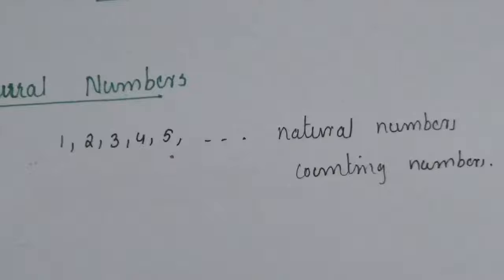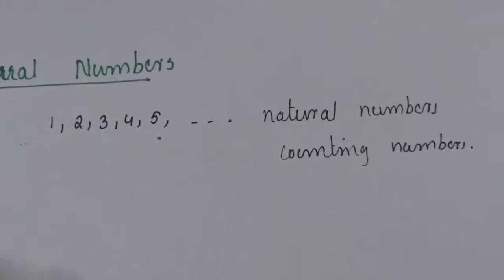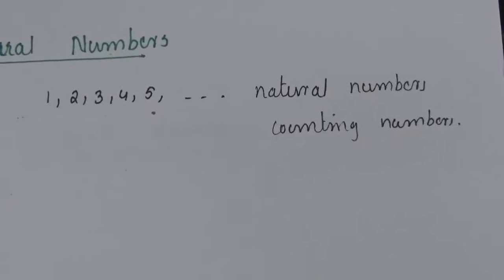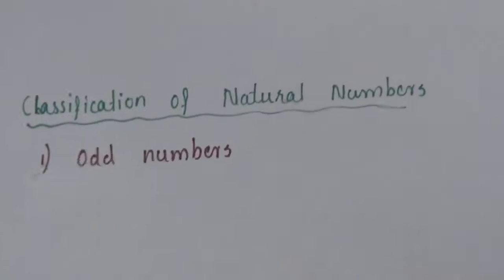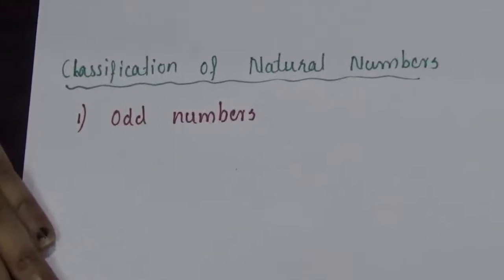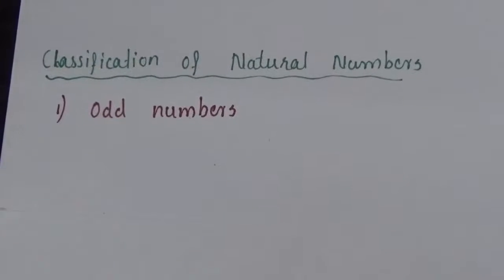So natural numbers means the numbers 1, 2, 3, 4, 5, etc. are called natural numbers or counting numbers. And we have some types of natural numbers. So let's see the classification of natural numbers. The first one is odd numbers. Odd numbers means a number not divisible by 2.